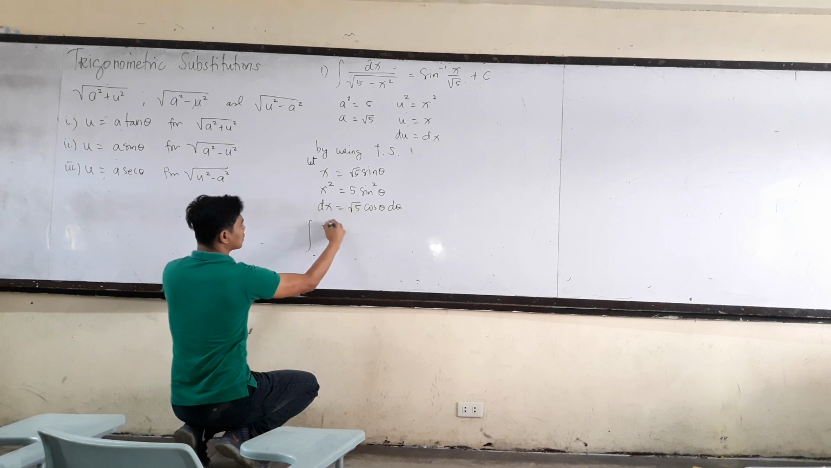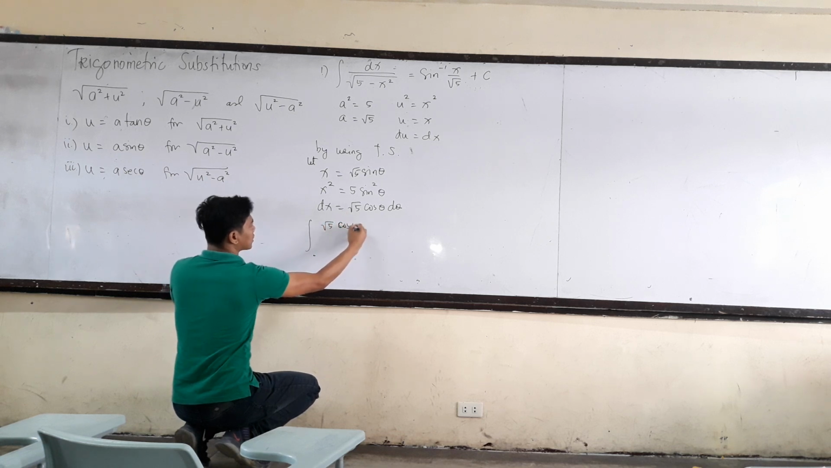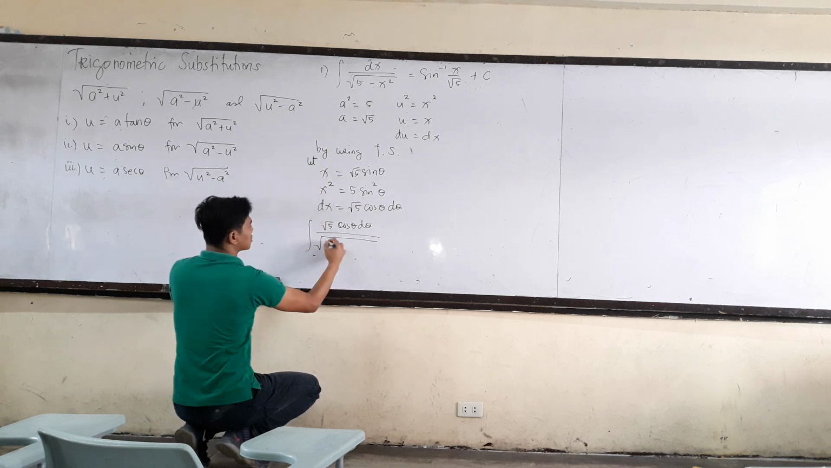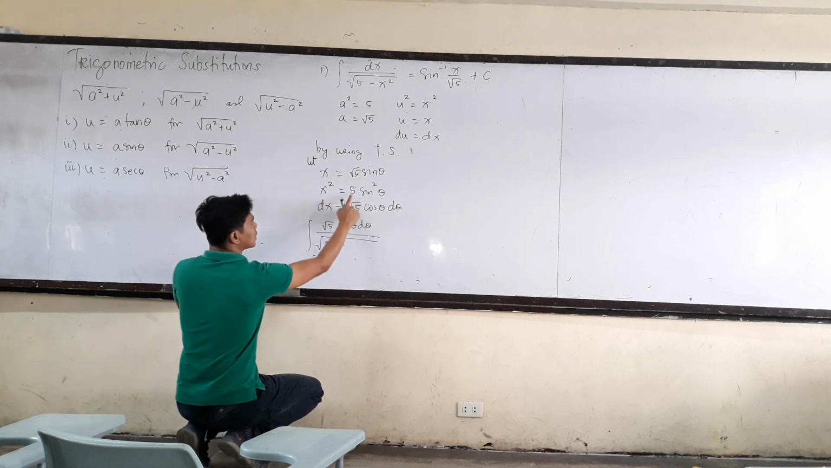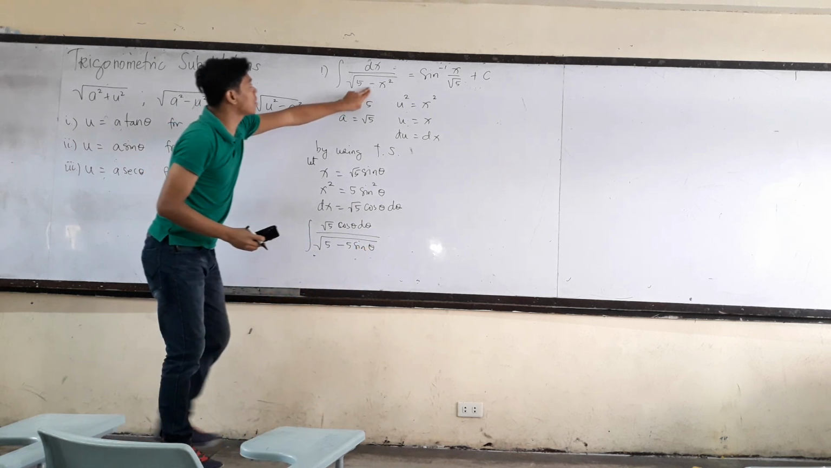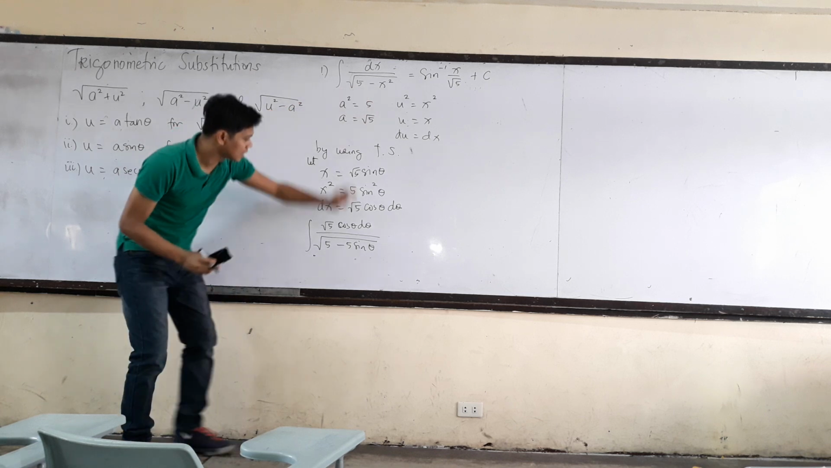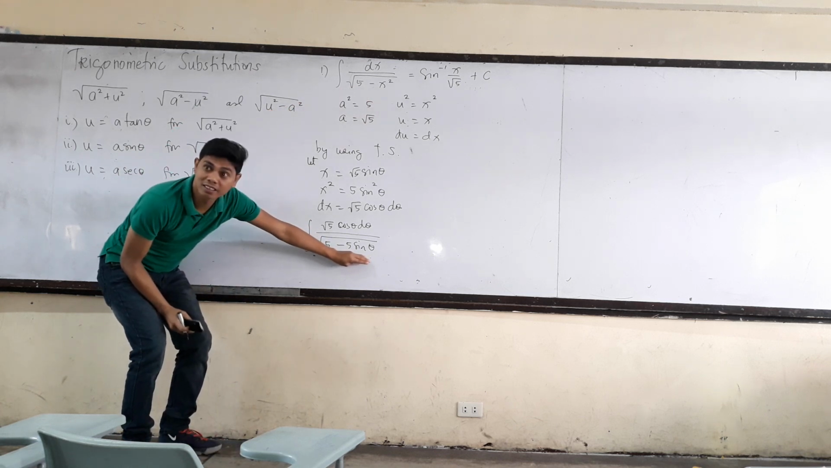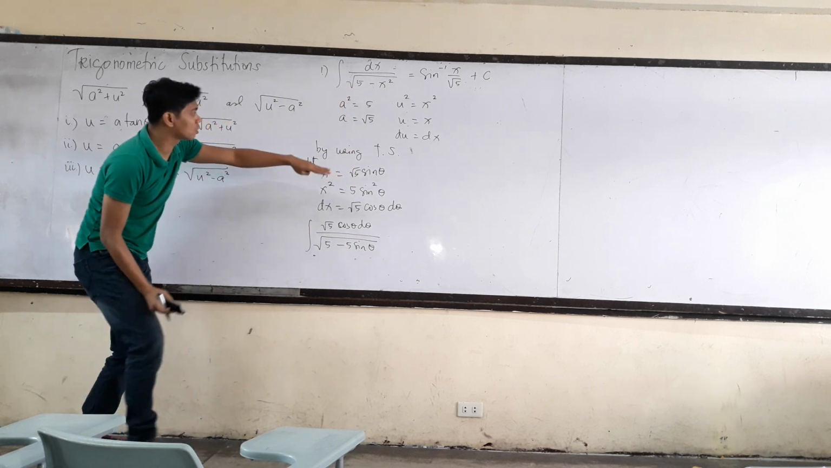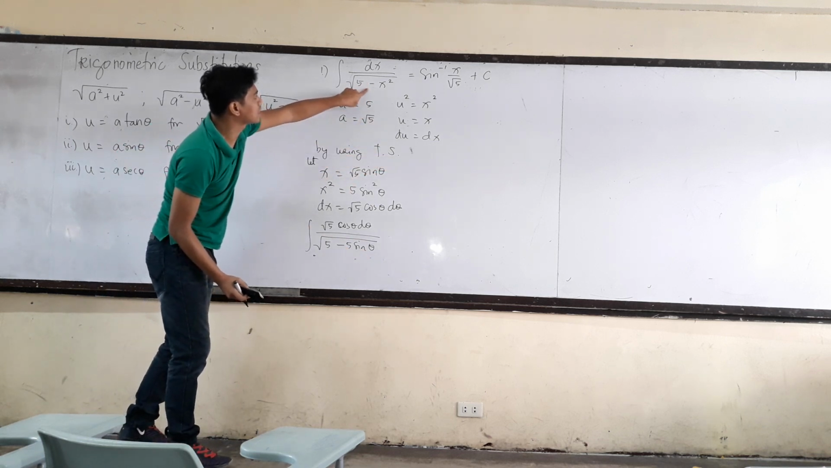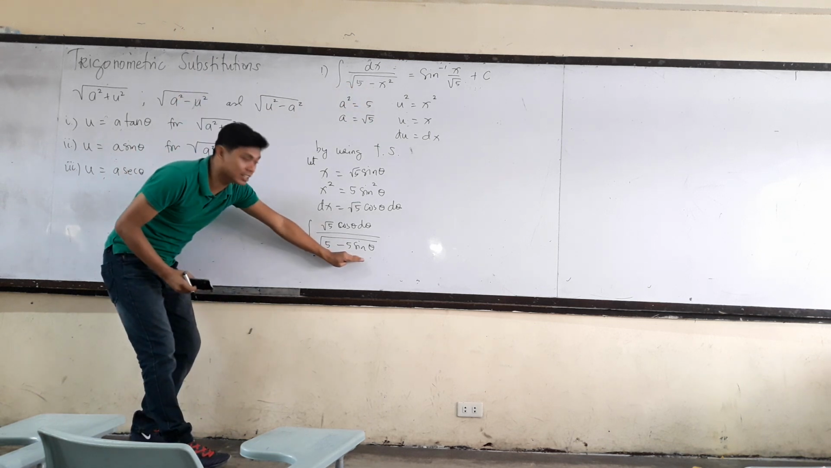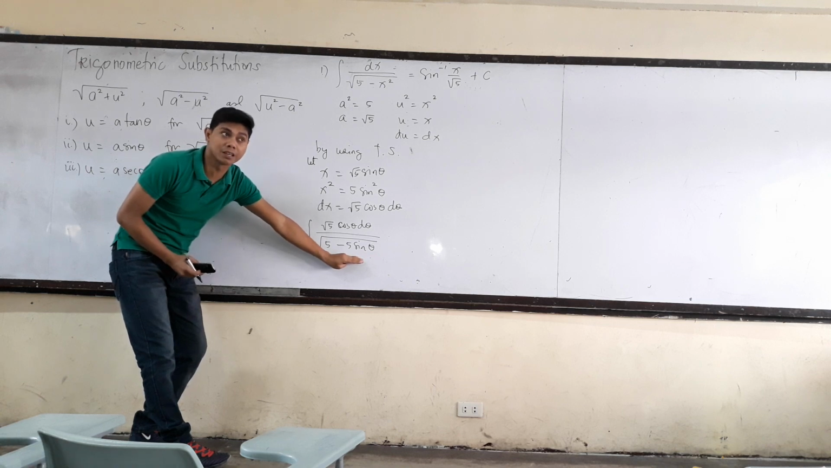And then we will change everything. The dx is represented by square root of pi cosine theta d theta, all over the square root of pi minus x squared, which is represented by pi sine squared theta. What did you notice? From a variable x, it is now written in terms of theta. This is called trigonometric substitution because from this form, algebraic in nature, we convert it into trigonometric in nature.